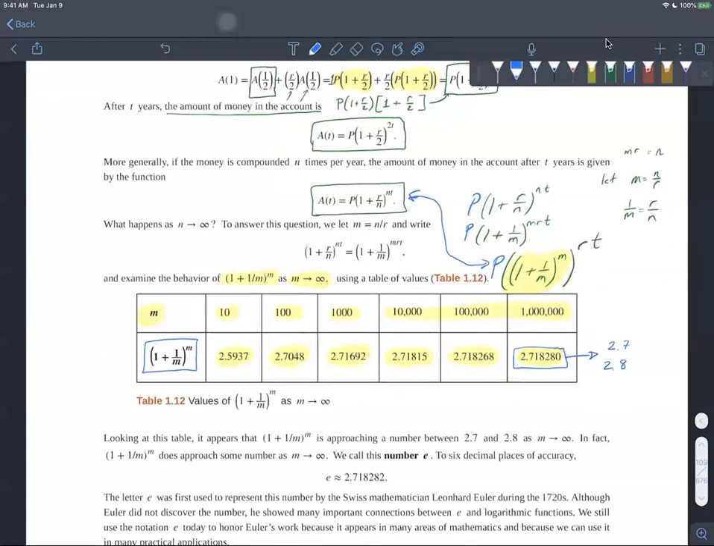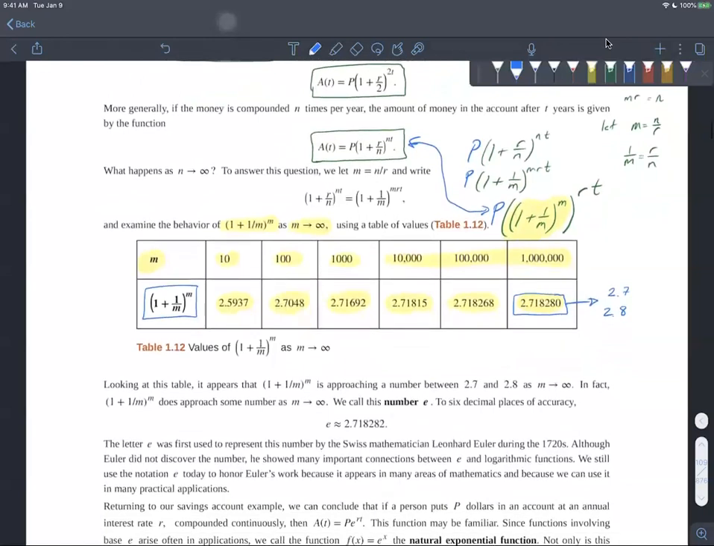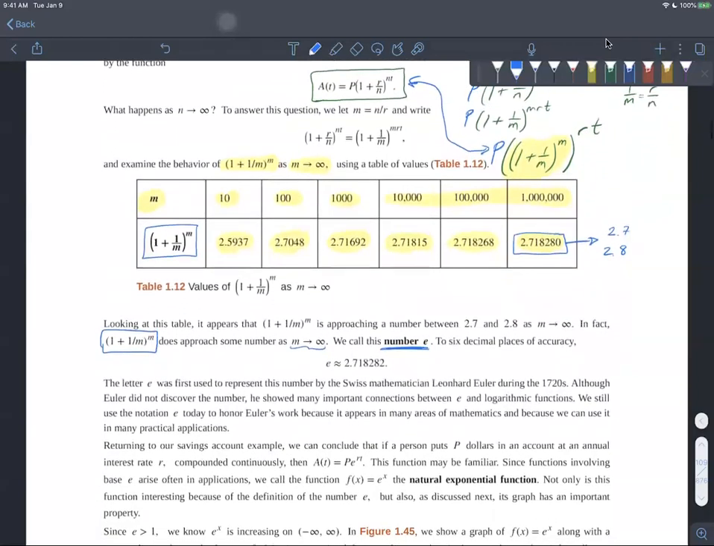And it says, looking at this table, it appears that the expression is approaching a number between 2.7 and 2.8 as m approaches infinity. In fact, (1 + 1/m)^m does approach some number as m approaches infinity. And this is the number that we call e. To 6 decimal places of accuracy, e is approximately 2.71828.